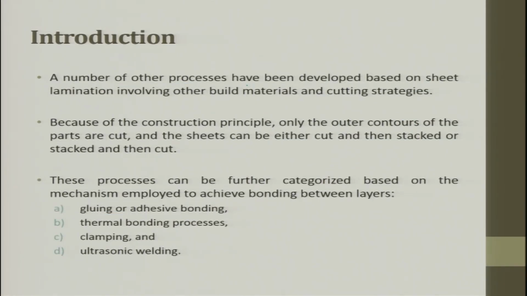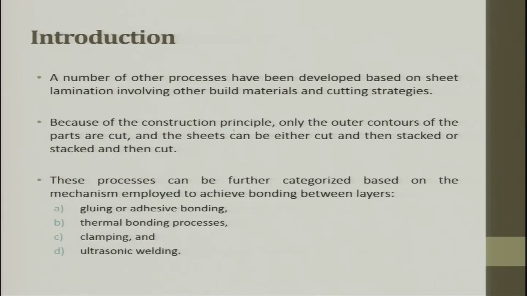A number of other processes have been developed based on the sheet laminate involving other building material and cutting strategy. Here we do not use supporting structure, because the sheet itself is placed wherever extra material is required. So, this will be stacking layer by layer, and finally, once the object is done, you chisel out all the squares and take the product out.